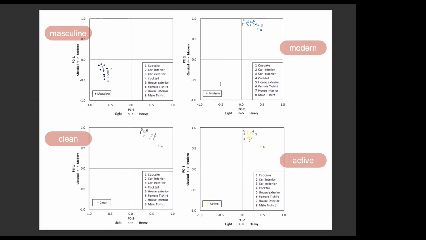Well, as I said, we used many scales. I almost forgot how many, but here are just other examples of results for scales: masculine, modern, clean, and active. And again, you can see all the dots in each graph are located very close to each other. That means these scales were not affected by the 8 applications. Next slide, please.